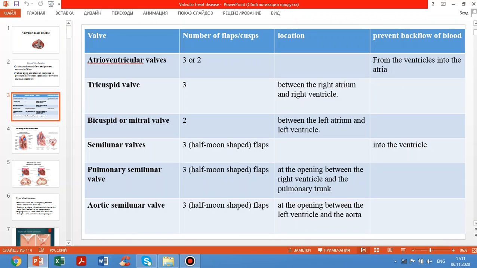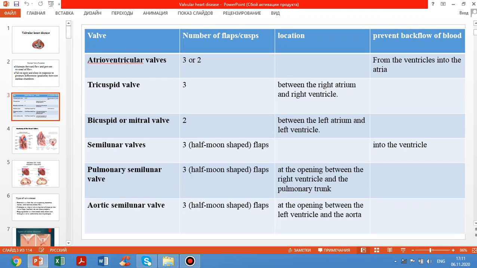There are two types of valves. One of them is atrioventricular valves. The second is semilunar valves. Atrioventricular valves prevent backflow of blood from the ventricles into the atria. Semilunar valves prevent backflow of blood into the ventricle.